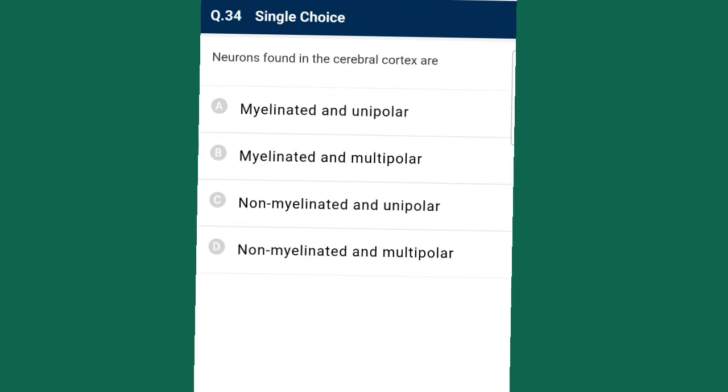Question number 34. Neurons found in the cerebral cortex are. Neurons found in the cerebral cortex are non-myelinated and multipolar neurons, so they provide gray matter. Myelinated neurons provide white matter, but the cerebral cortex contains non-myelinated neurons, so it provides gray matter. So the correct option is D.